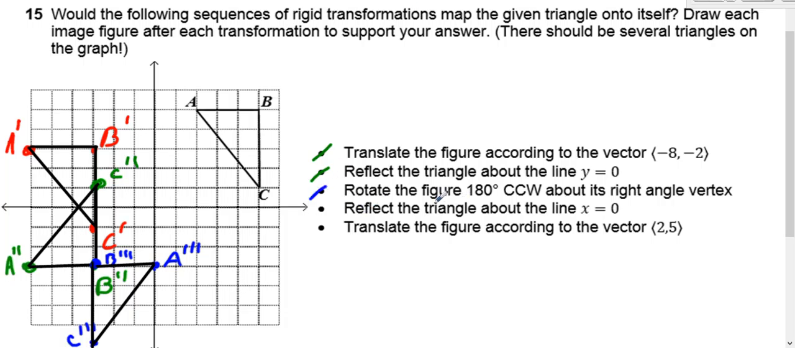So next we're going to reflect the triangle about the line x equals 0, which is the y-axis. A is already touching the y-axis. It's not going to move. B is going to reflect 3 units. And then C is also 3 units away, so C will be 3 units away. Draw your triangle.